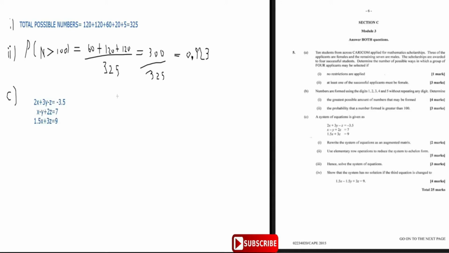So I'm just going to put a line. I don't like to mix different solutions. Let's just put a line up here, so down here is just part C. So we have a matrix.